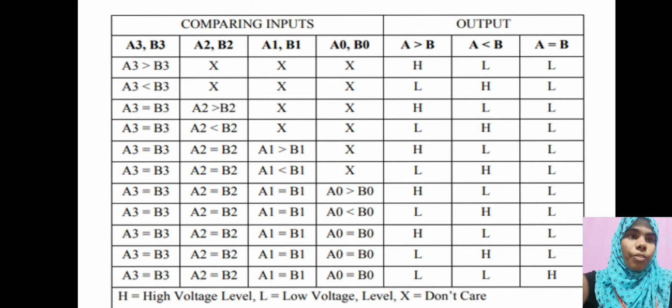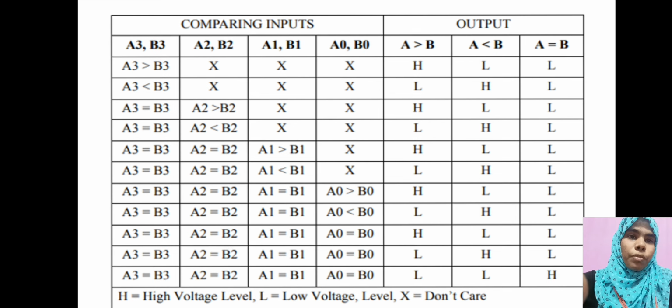The other outputs are 0, 0. When A3 equals B3 and A2 is greater than B2, then we don't compare A1, B1, A0, B0, because we already obtain the output as A greater than B. When A3 equals B3 and A2 is less than B2, then we already obtain the output here, only when A2 is less than B2.